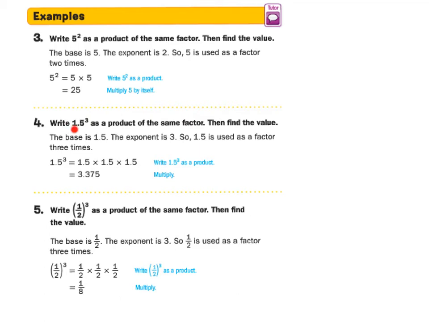On number 4, they'd like us to write 1.5 cubed as a product of the same factor and then find the value. The base is 1.5, and the exponent is 3. So 1.5 is used as the factor 3 times. So we put 1.5 times 1.5 times 1.5, which gets to be 3.375. So at this time, calculators are okay in this chapter.